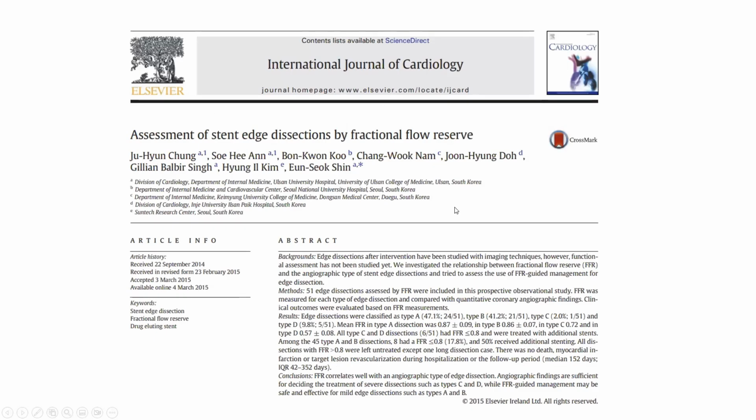And this is a paper that suggests that dissections A and B at the edge of the stent may be left alone, but they do need further assessment, such as IVUS or OCT. In that paper, they left alone most of them. They did FFR. I would do IVUS. But anyway, they left most of them alone, and they did fine, A and B.